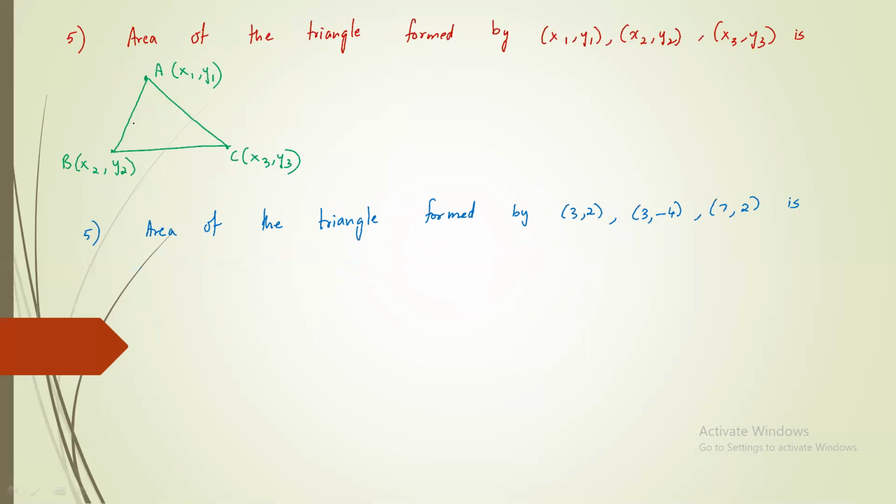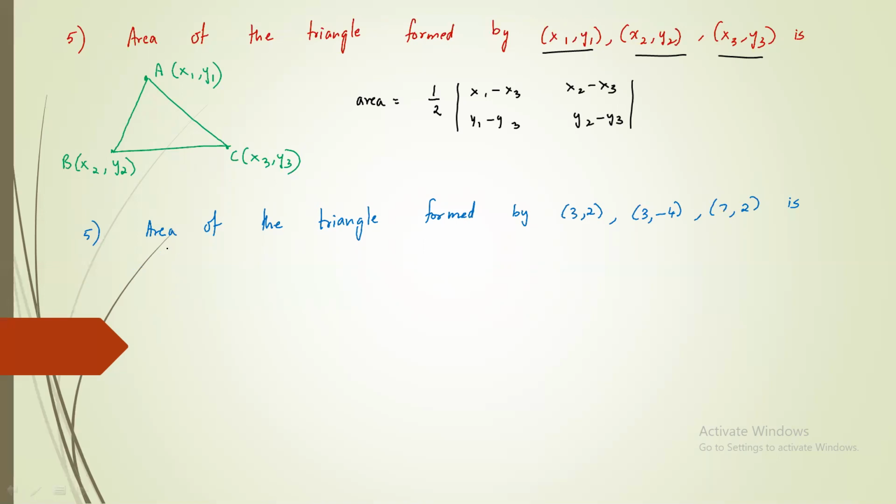Next is question number 5. Area of the triangle formed by x1, y1, x2, y2, x3, y3. You can see the vertices of the triangle are given here in the diagram. To find area, we use the formula half into determinant of x1 minus x3, x2 minus x3, y1 minus y3, y2 minus y3. This is the formula.